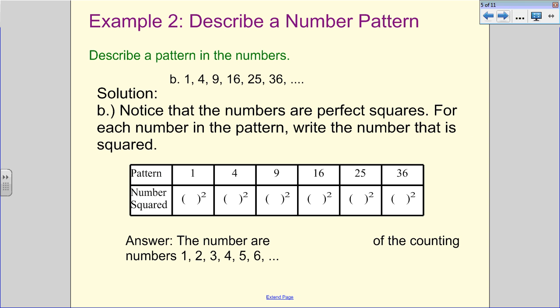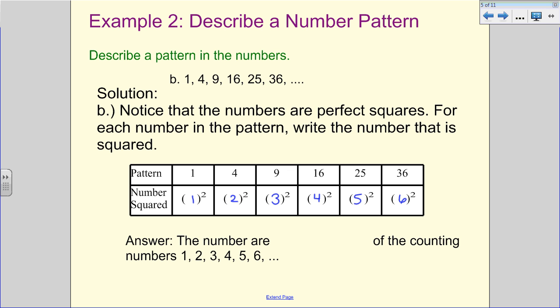All right. If we take a look at the second part, letter B, we've got 1, 4, 9, 16, 25, and 36. Now notice here when we look at the solution, they're not just telling us that the numbers are increasing, but we also need to notice something else about those numbers. Those numbers are what we call perfect squares. Hopefully from Algebra 1 last year, you remember talking about perfect squares when we were simplifying radicals. For each number in the pattern, write the number that is squared. So for the number 1, that's 1 squared. 4 is 2 squared. 9 is 3 squared. 16 is 4 squared. 25 is 5 squared. And 36 is 6 squared.